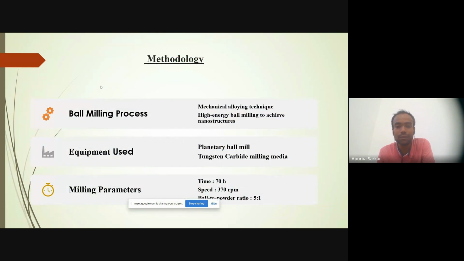This is our methodology to synthesize the CuAlO2 sample. We have used a high energy ball milling to achieve nanostructure using the planetary ball mill with tungsten carbide as milling media. And these are the milling parameters. We made a sample for 70-hour duration with 370 RPM speed, and we have taken ball to powder ratio 5:1.